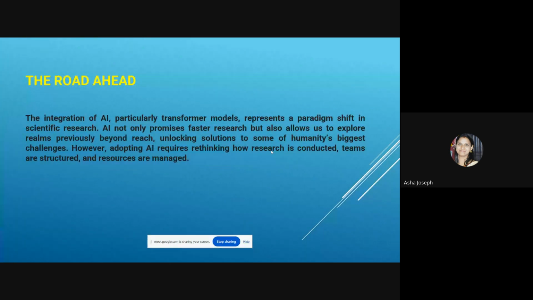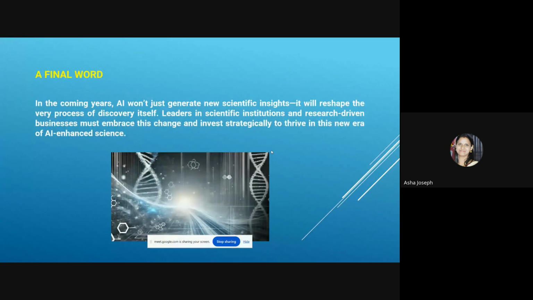And the road ahead. So the integration of AI, particularly transformer models, represents a paradigm shift in scientific research. AI not only promises faster research, but it also allows us to explore realms previously beyond reach. That is the basic point. So it is allowing us to explore the realms previously beyond reach, unlocking solutions to some of humanity's biggest challenges. However, adopting AI requires rethinking how research is conducted, teams are structured, and resources are managed.